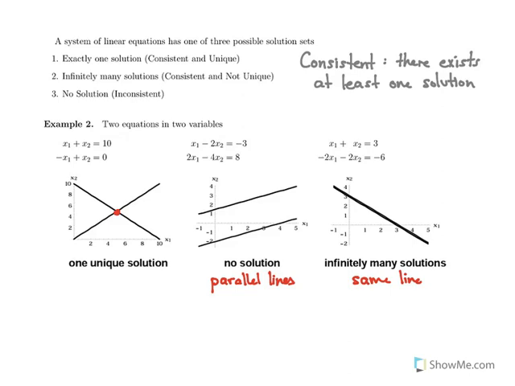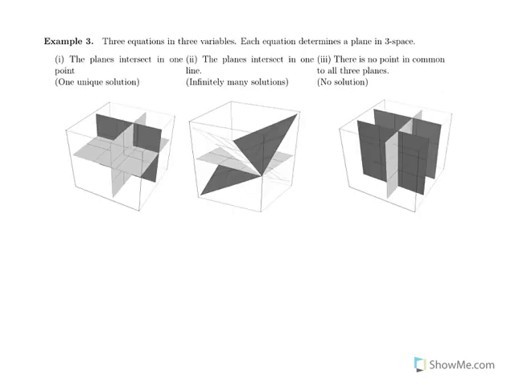Now this is just in 2 variables. Things become more interesting when you introduce a third variable, or in general, n variables. Let's think about this in 3 variables. The drawings get a little bit trickier because a linear equation in 3 space are planes, not lines. And we're thinking about how can planes intersect. But again, there's going to be 3 different options.